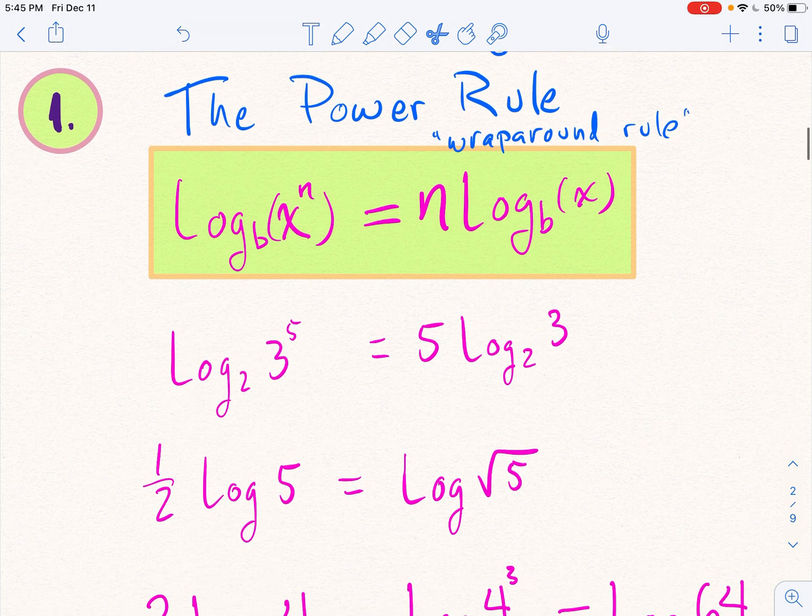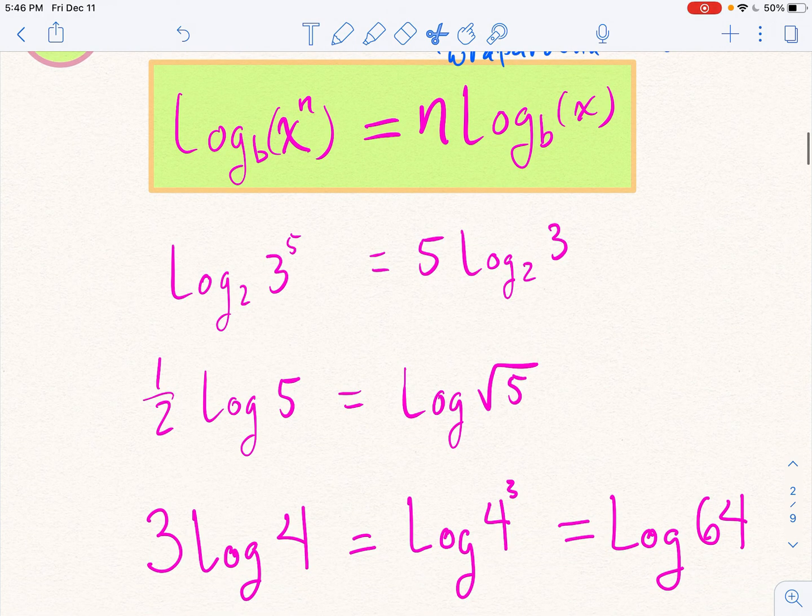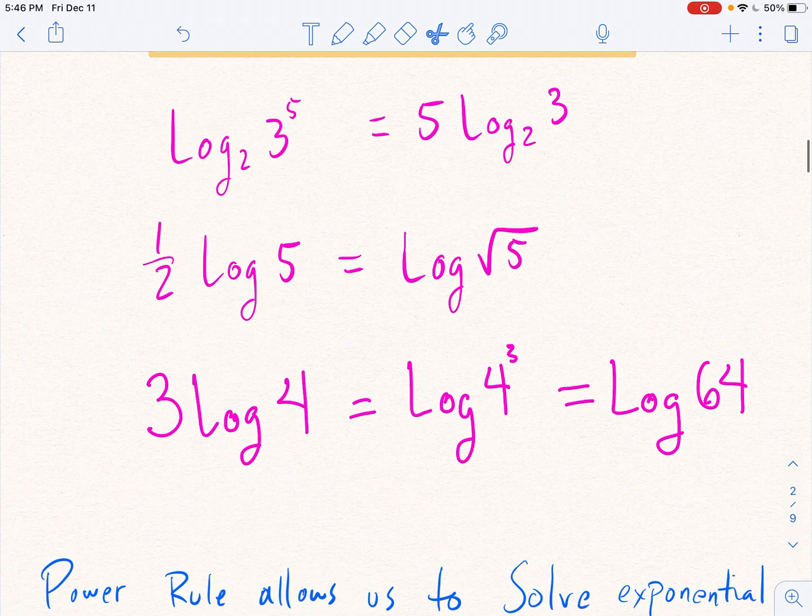You can go the other way also. Here's a couple of those. If you had 1/2 times log of 5, you could write that as log of the square root of 5, because 5 to the 1/2 power is the square root of 5. Or 3 times log of 4 could be written as log of 4 cubed, or you could write it as log of 64. So once you start learning all these different little things about logarithms, they can be written in lots of different correct ways, according to whatever you're trying to do with that logarithm.